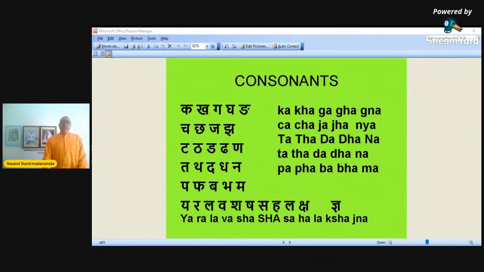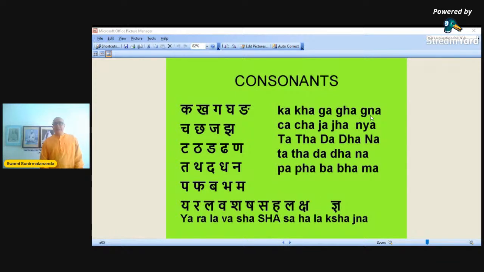Then there are the consonants. There are 25 plus 11 consonants in the Devanagari script. These consonants are ka, kha, ga, gha, nga, cha, chha, ja, jha, nya. Ta, tha, da, dha, na, ta, tha, da, dha, na, pa, pha, ba, bha, ma, ya, ra, la, va, sha, sha, sa, ha, la, ksha, gya.